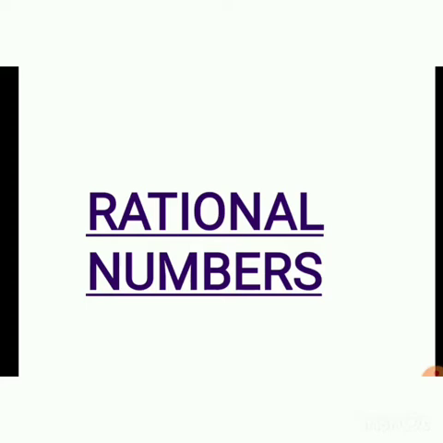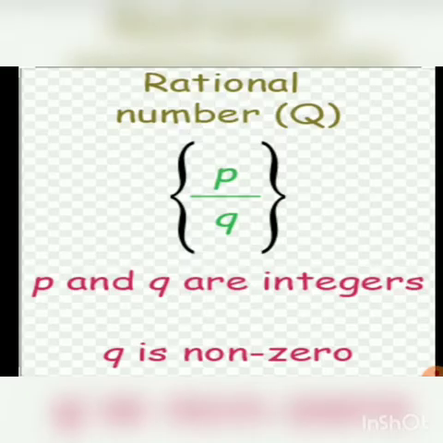So, our next chapter is rational numbers. So, what are rational numbers? Numbers having the form p by q, where p and q are integers and q is non-zero. Q is non-zero means q is not equal to 0. Why is q not equal to 0? Have you studied division by 0? Have you divided any number by 0? No. Division by 0 is not defined at all. That is why q is not equal to 0.